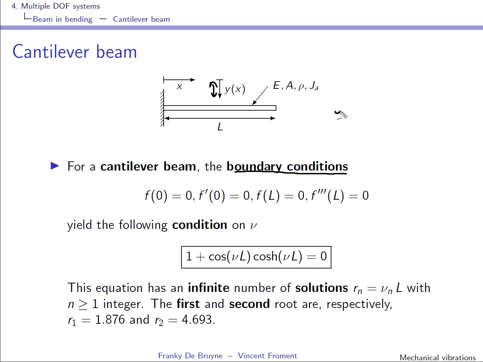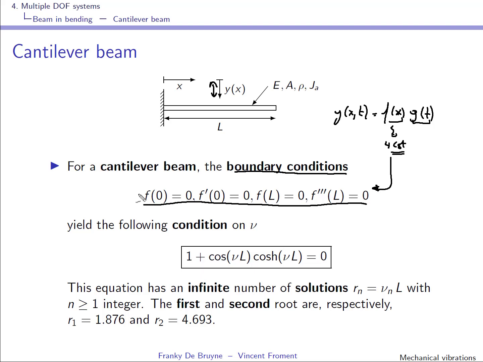Remember that my solution y of x,t is written as f of x times g of t. We had an expression for f of x, for g of t. Here there were 4 constants, so we need 4 boundary conditions. And it goes beyond the scope of the course to see how you can obtain these boundary conditions.